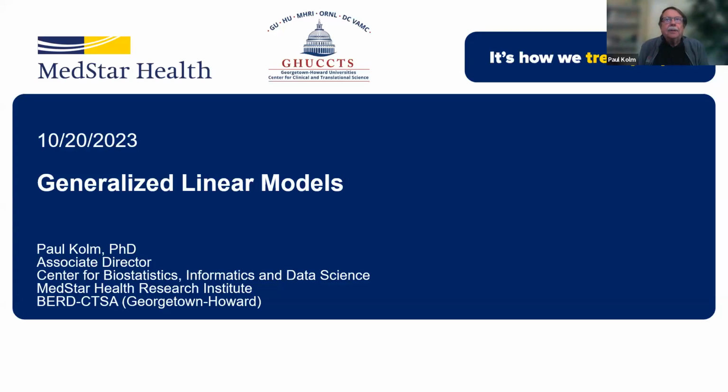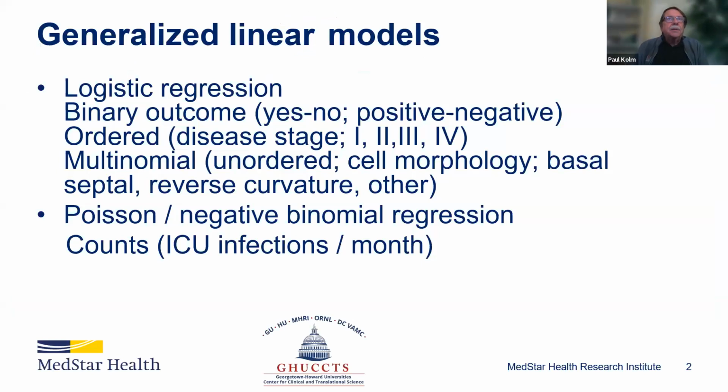Last month we talked about linear models, the general linear model, but the topic today is generalized linear models. And so if you remember from our discussion last month, for linear models, our outcome variable was a continuous variable that was more or less normally distributed.